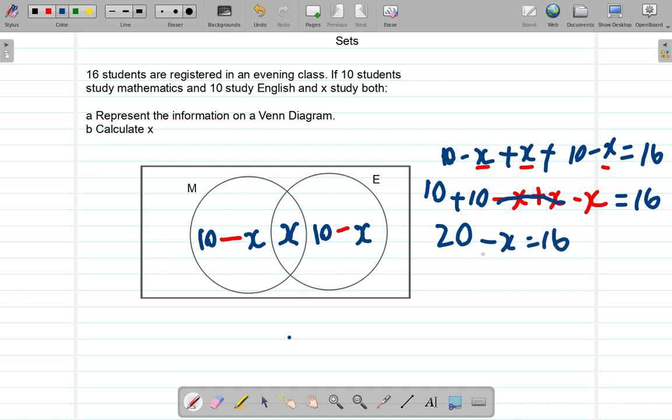Suppose we subtract 20 from both sides. You will have negative X is equal to 16 minus 20, which is negative X is equal to negative 4. If negative X is equal to negative 4, then positive X is equal to positive 4. In other words, if you multiply negative X by negative 1, you get this. And if you multiply negative 4 by negative 1, you get this. Become positive. Alright. So, there we have that.